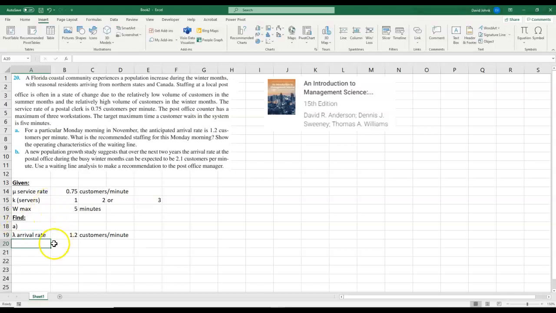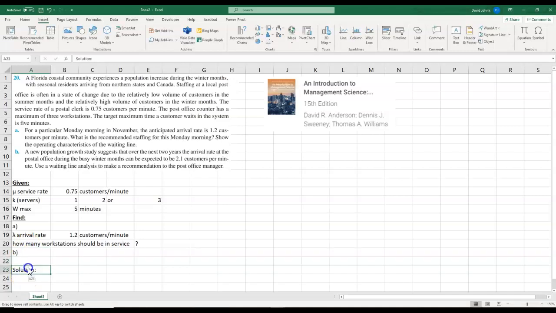So we want to find, they're giving us this and they're saying, what do we recommend? I guess they want to know how many workstations. How many workstations do you want? So for solution, well, before we do the solution, let's state part B too.